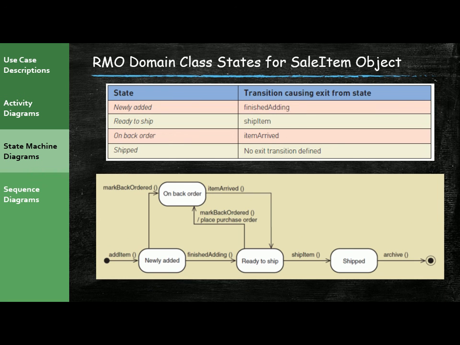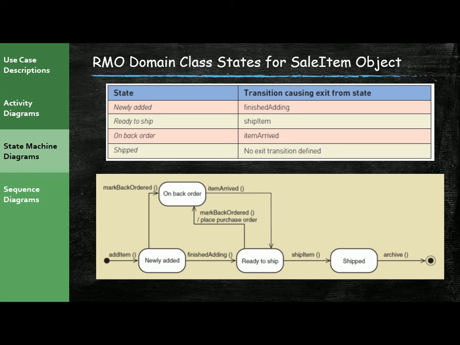So there is a slightly more accurate version of the state machine diagram. When we add an item, we go from a pseudo state of start to add an item. Now we have a newly added item. When it gets created, it's newly added. It can either be marked as back ordered and be on back order, or it can be finished adding and go right to ready to ship. So it can go in either direction.